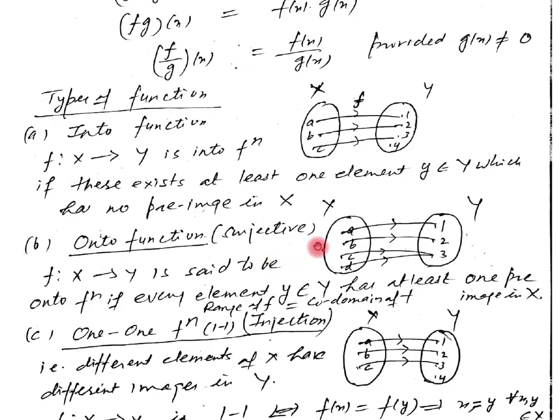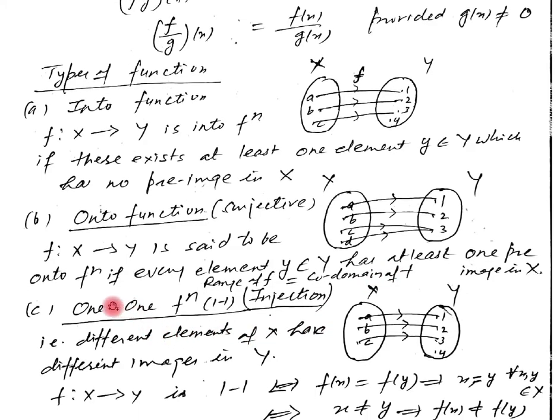And if the function is onto, then the range of the function is equal to what? The codomain of the function, because every element of the codomain has its pre-image. Therefore, we can say the range is also the set 1, 2, 3. So when the function is onto, the range of the function is always equal to the codomain of the function.